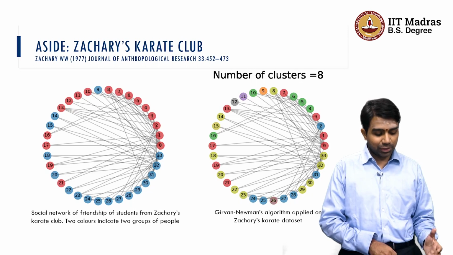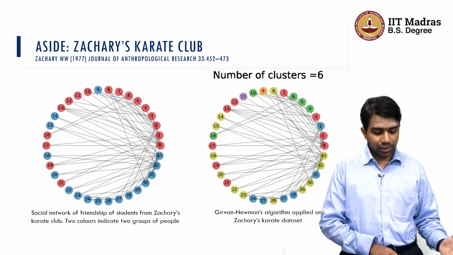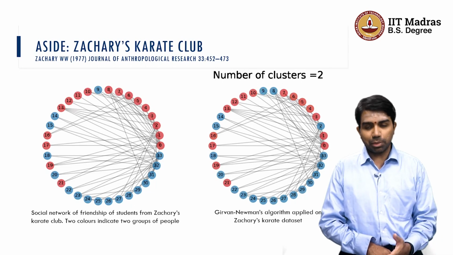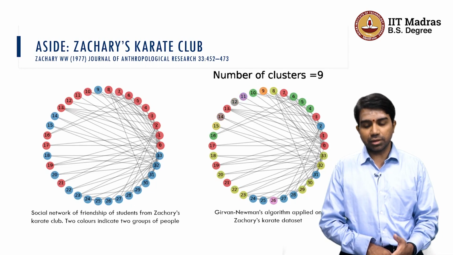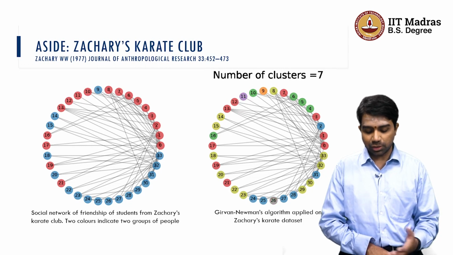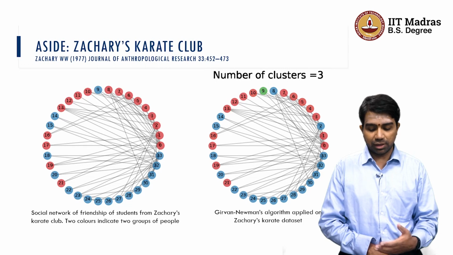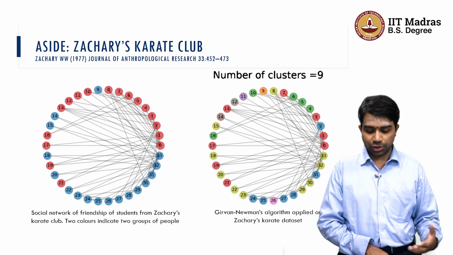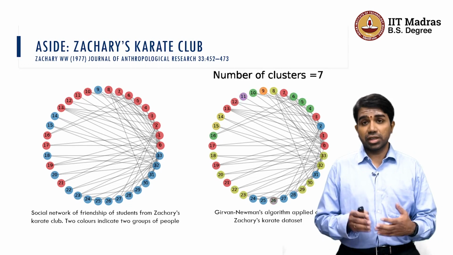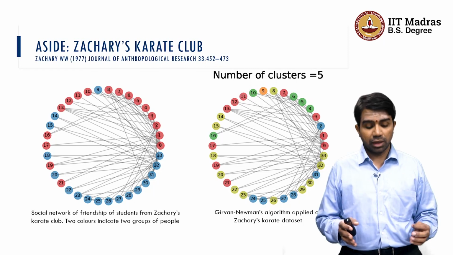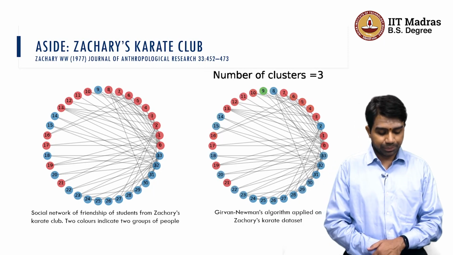So on the left hand you see the complete network, and on the right hand you see, as you apply the Girvan-Newman algorithm, how the network changes. So you see that there are 5 colors, 4 colors, 3 colors, and ultimately 2 colors, which captures how the karate club split very nicely.